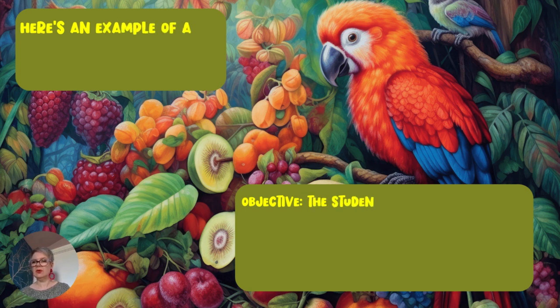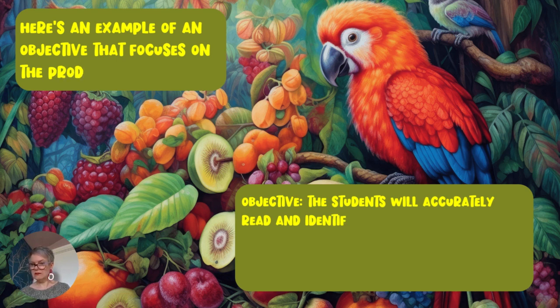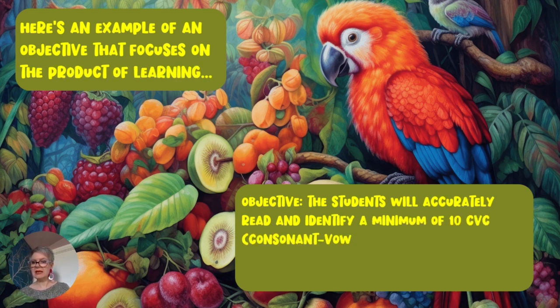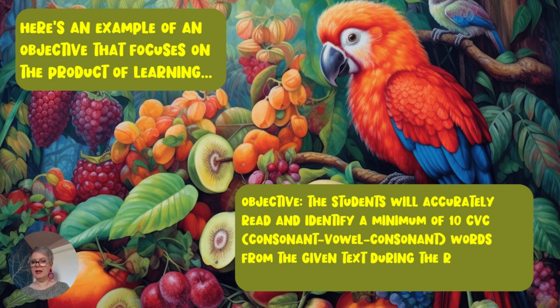And here's an example of an objective that focuses on the product of learning. The objective is: the students will accurately read and identify a minimum of 10 CVC words from the given text during the reading activity. This product-based objective emphasizes the outcome or specific achievement that the students should demonstrate by accurately reading and identifying a minimum of 10 CVC words from the provided text.